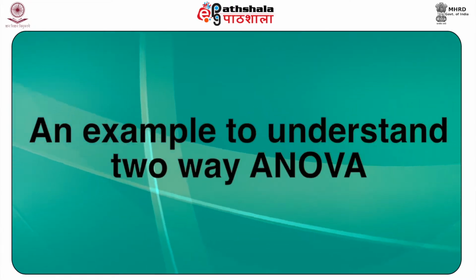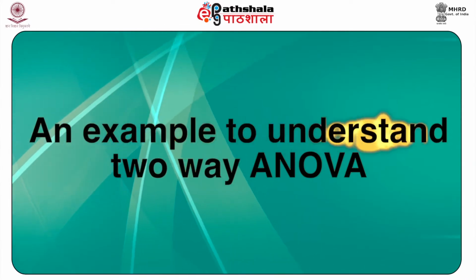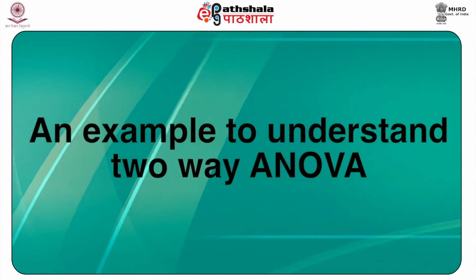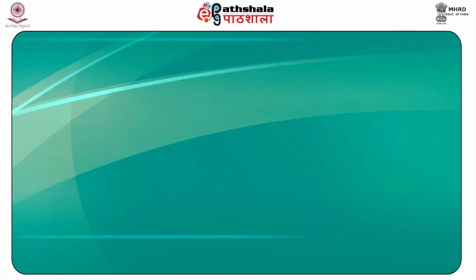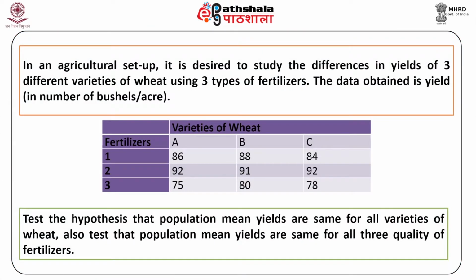We have an example to understand this two-way ANOVA, which is again a similar example in an agricultural setup. Suppose it is desired to study the differences in the yields of three different varieties of wheat using three types of fertilizers. The data obtained is put in a tabular form as follows, and it is in terms of number of bushels per acre. And so we have the varieties of wheat A, B, C and fertilizers 1, 2, 3.